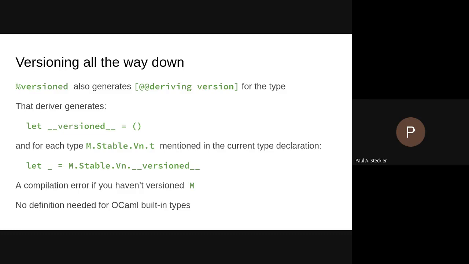So if you haven't versioned M, it will be a compilation error, because this definition, which refers to the versioned marker for that module, won't exist. And so this scheme bottoms out at the OCaml built-in types like int and string, which aren't versioned. So we don't generate these kinds of definitions for those types, because those aren't going to change over time.